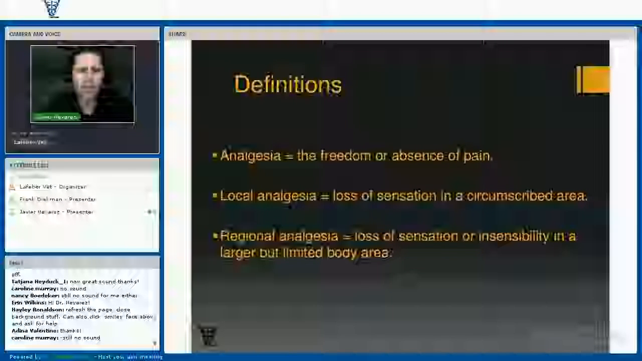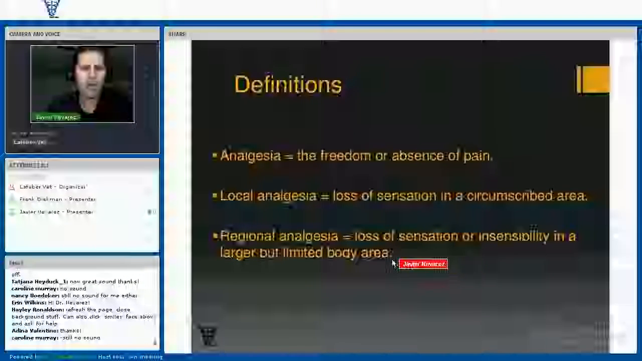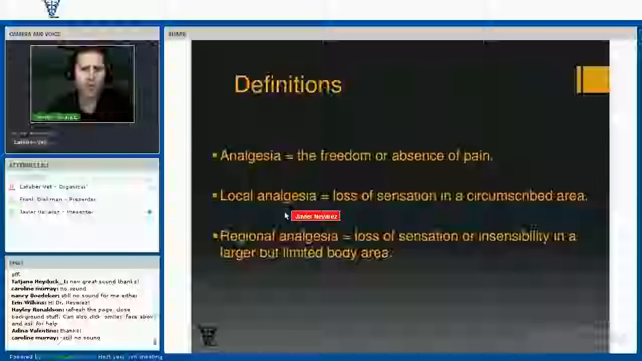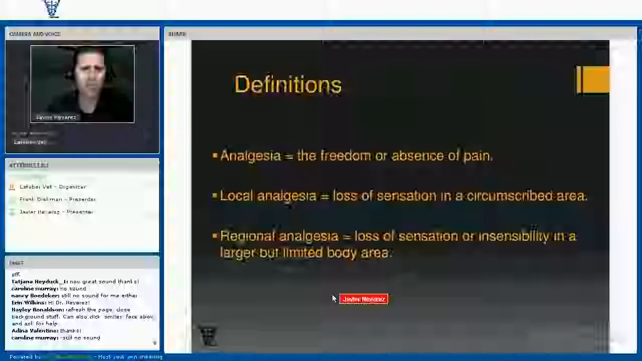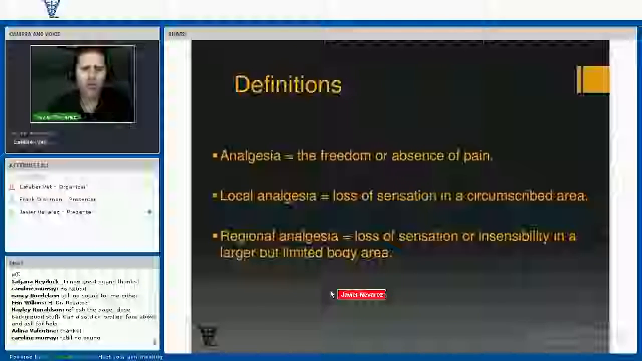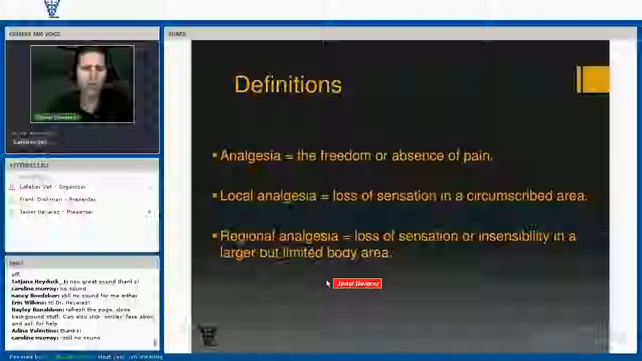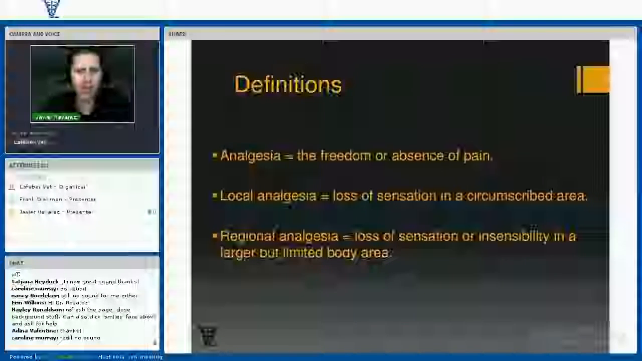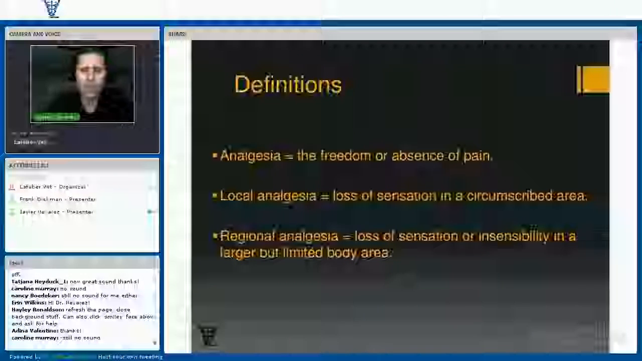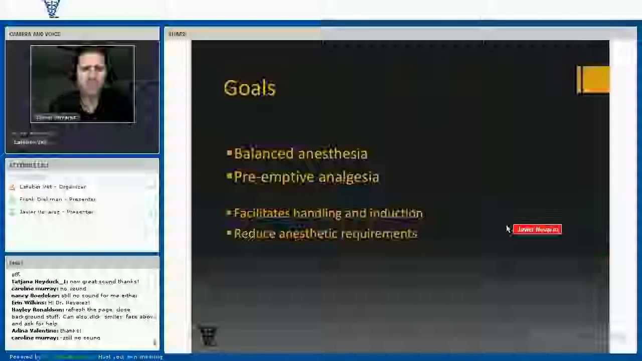Analgesia, again, is a freedom or absence of pain. And local analgesia is the loss of sensation in a circumscribed, very specific area, whereas regional anesthesia is loss of sensation in a larger but limited body area. So when we're doing some particular ring blocks or something like that, we're doing a local analgesia. If you're doing something like an intrathecal procedure that I'll talk about briefly, then you're doing more regional analgesia. And I think these are two things that we sometimes underutilize in reptile medicine that are very important, and it's also something to keep in mind to apply to our reptile patients.